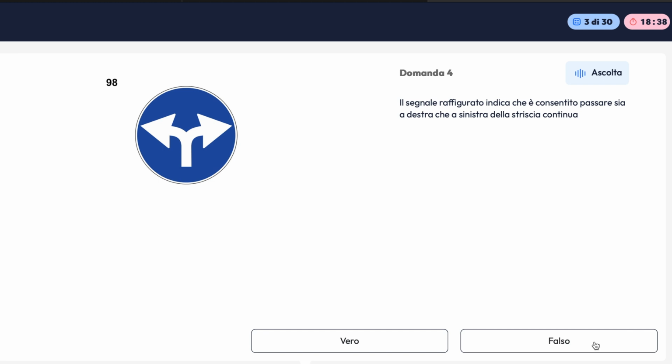Question number 4. Il segnale raffigurato indica che è consentito passare sia a destra che a sinistra della striscia continua. The answer to this question here is falso, because the question says this sign tells you that you can pass either left or right, crossing on top of a continuous line, which is falso, because this is a sign telling you the only two directions you need to go is either left or right.